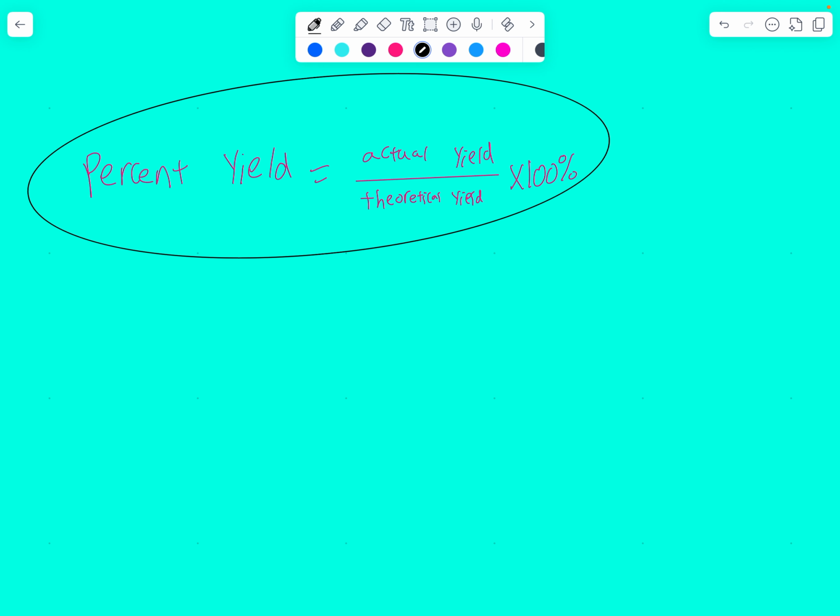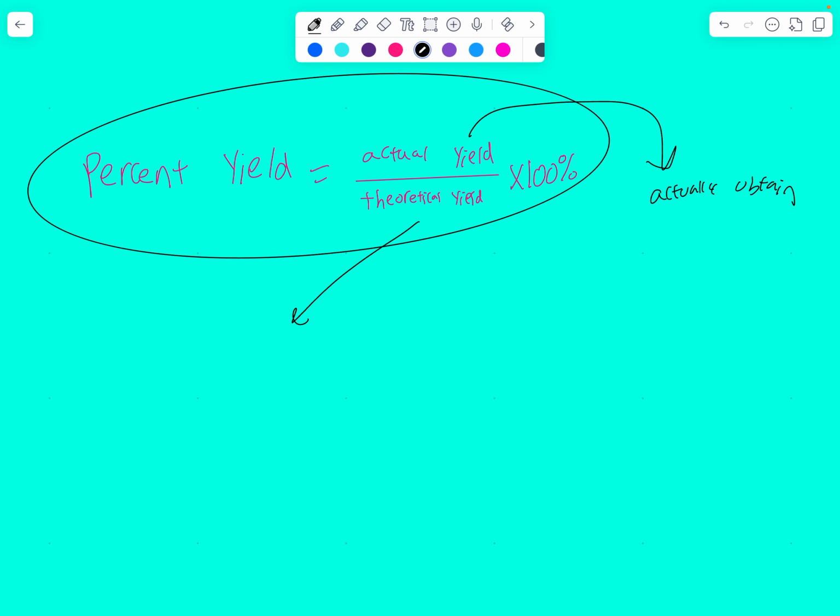So let's talk about this. There is a formula you guys need to know. Percent yield equals the actual yield divided by the theoretical yield times 100%. Actual yield always goes on top, theoretical yield always goes on the bottom. The takeaway about actual yield and theoretical yield is that actual yield is the amount of product you actually obtain from your experiment or your lab. You actually have it, okay?